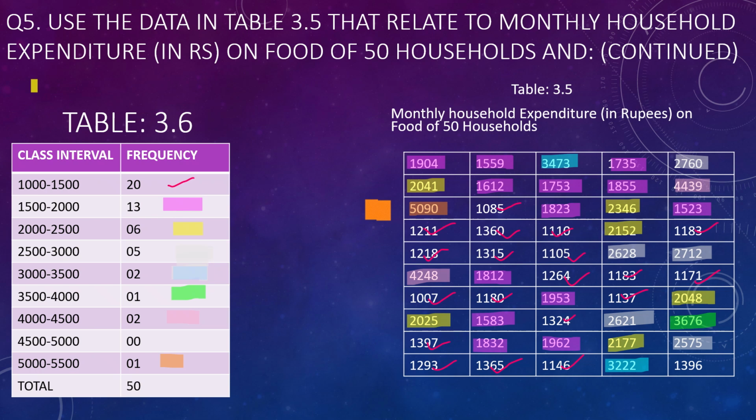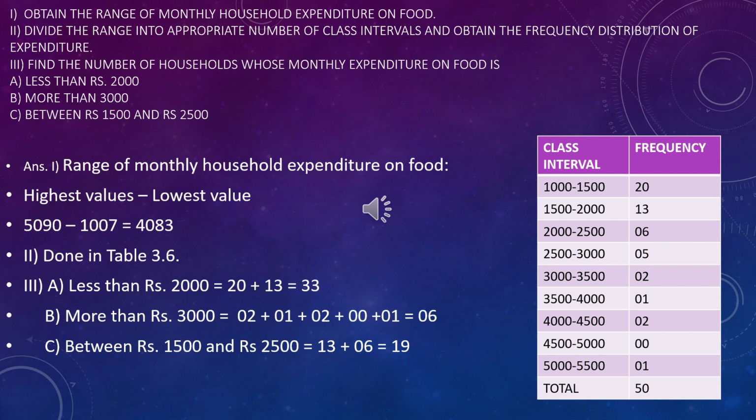So the total frequency is what? We add up all these frequencies, and we find the total frequency is 50. Now we will have to answer the questions for the given values and the frequency.